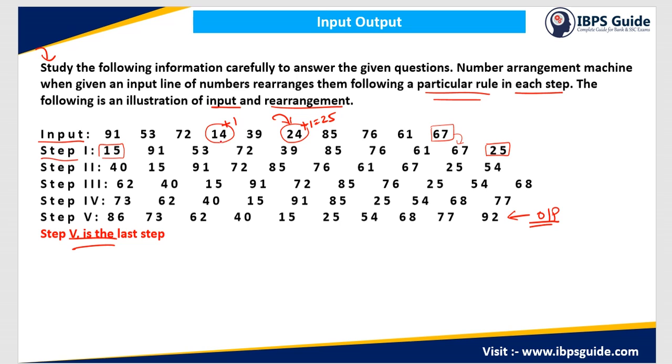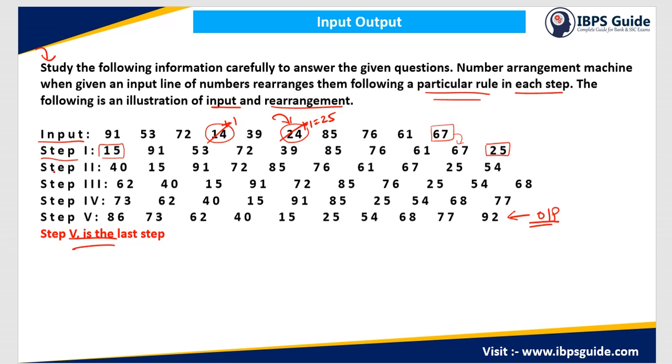Sabse chote wale ko lenge, usme 1 add karenge, usko left mein likh denge, second lowest ko lenge, usme bhi 1 add karenge aur yahan pe right mein likh denge. Samajh aa gaya? To humne in dono ko use kar liya, because jo bhi aap use karte ho, you have to cross it so that we do not bother ourselves about these numbers anymore.